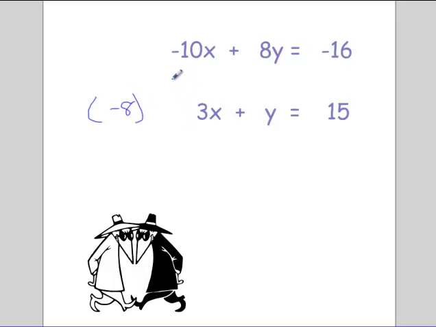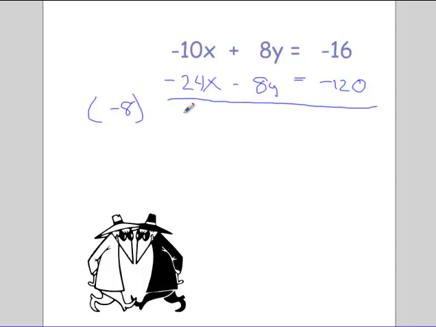And I will get negative 24x minus 8y equals, okay, negative times a positive is negative, 8 times 5 is 40, carry the 4. 8 times 1 is 8, 9, 10, 11, 12. All right, let me get rid of this.